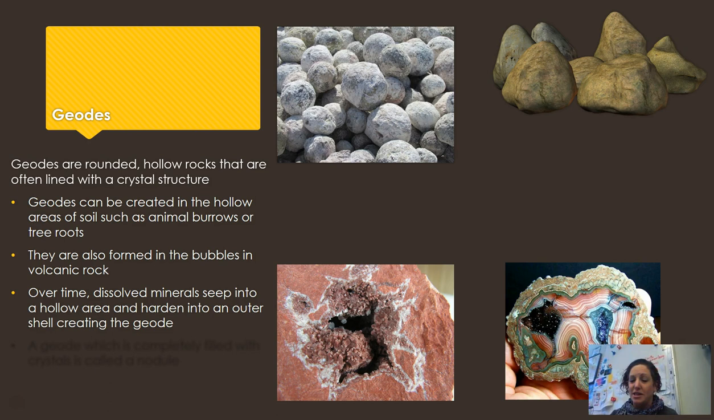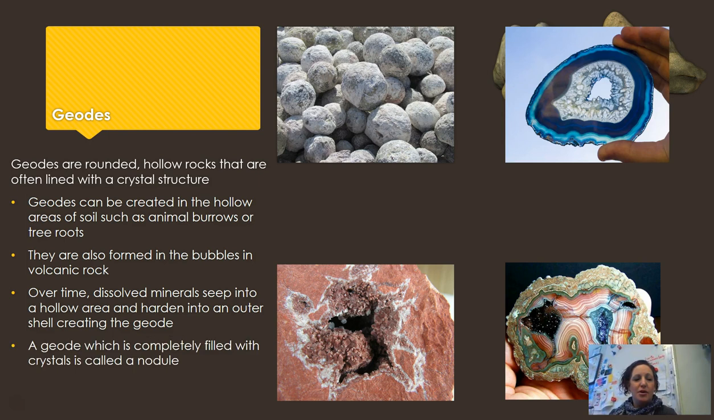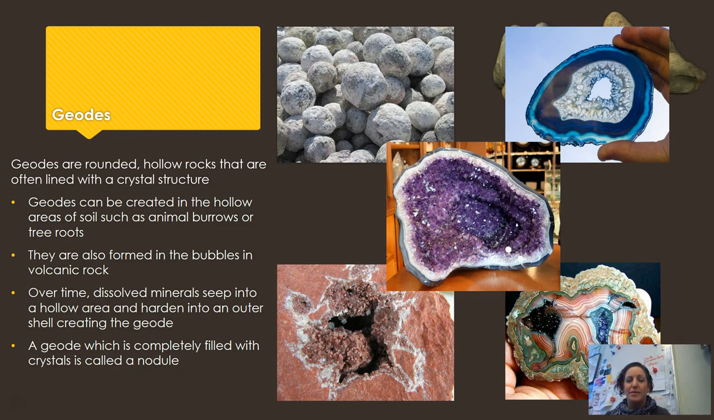So if you've been to Thunder Egg Park or Thunderbird Park, you might have gone looking for geodes which looked like this, and maybe they had crystals inside them. A geode that is completely filled with crystals is called a nodule, and that's a beautiful amethyst nodule right there.